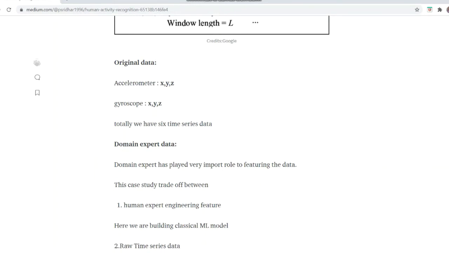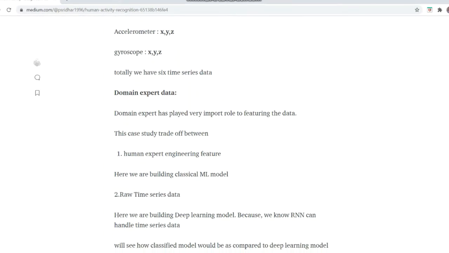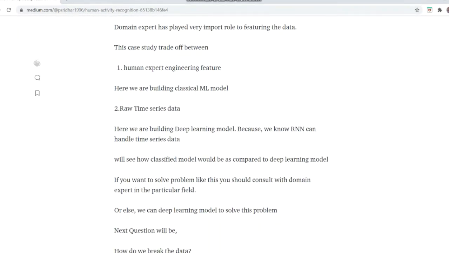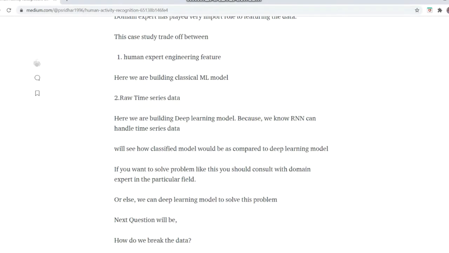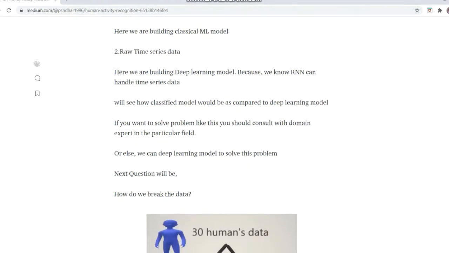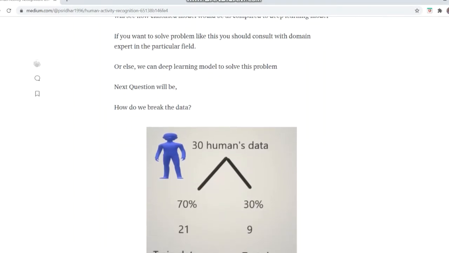Domain experts have played a very important role in featuring the data. This case study looks at the trade-off between human expert engineered features and raw time series data. Here we are building a deep learning model, because we know RNN can handle time series data. We'll see how the classical model performs compared to the deep learning model. If you want to solve problems like this, you should consult a domain expert in the particular field. Or else, we can use a deep learning model to solve this problem. Next question will be, how do we break the data?